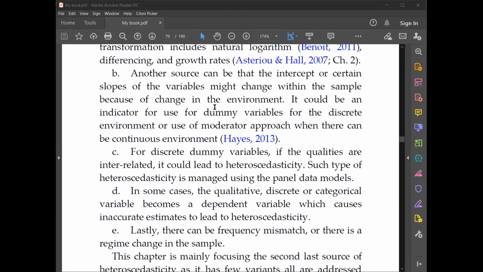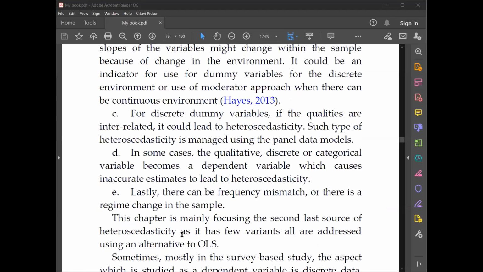So what will happen in this case? You cannot use linear approximation. OLS assumes that the dependent variable is continuous and quantitative, but here they are not. So it will lead to heteroskedasticity. For that, there are alternative models available, and we will study them one by one in this chapter.